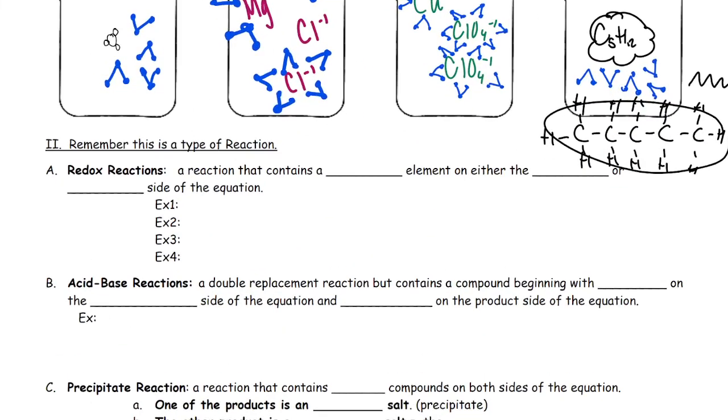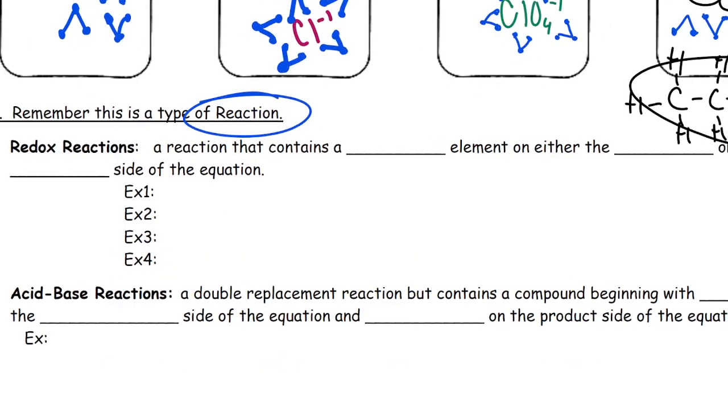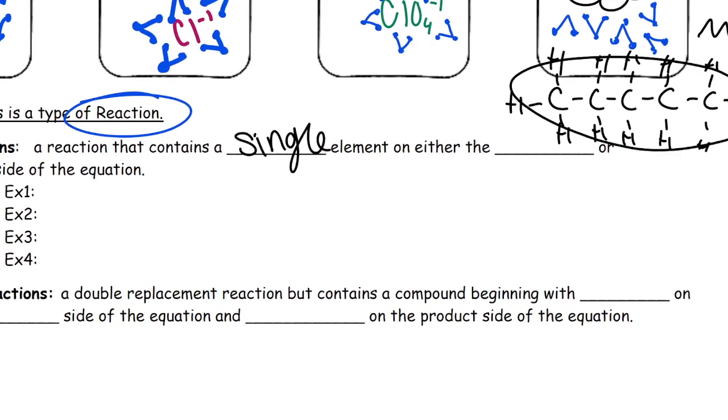All right, we're going to go kind of quickly through the next one. So this is talking about redox reactions, or just refreshing your memory on different types of reactions, and then we'll focus on more specifics in a second. So redox reaction, do you remember how we would identify those? A reaction using a single element. Perfect. It contains a single element on either the reactants or the product side.